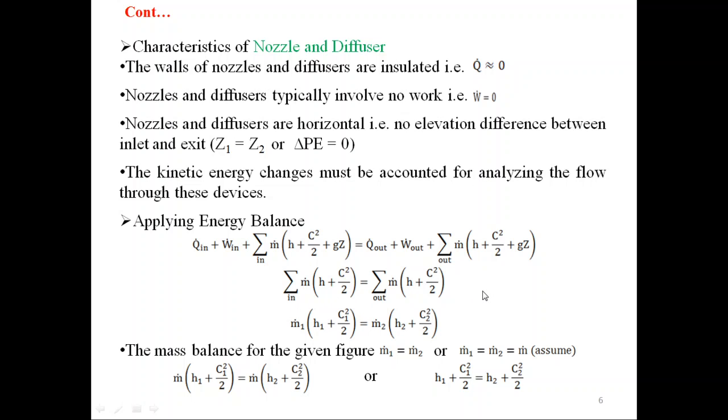This term will be left. If we have only one entry and one exit, then we can write the left side representing the entry point and the right side representing the exit point. If we apply the mass balance for the given figure, as we have only one entry and one exit, we can say mass flow rate entering equals mass flow rate leaving. If we assume these two masses equal to m dot, then we can put this in the above equation. As m dot is common, it will cancel out. So what is left? H1 plus C1 squared upon 2 equals H2 plus C2 squared upon 2. So this is the energy balance equation in the case of nozzle and diffuser.